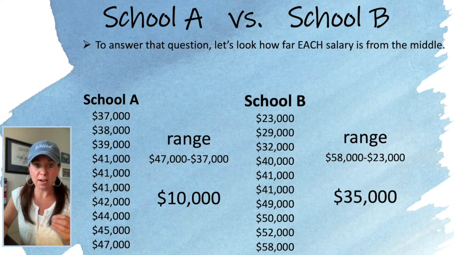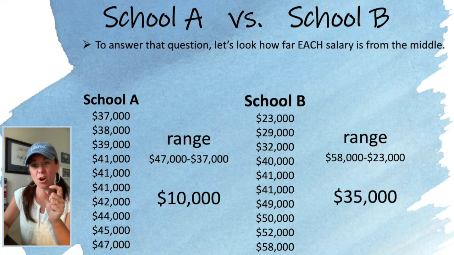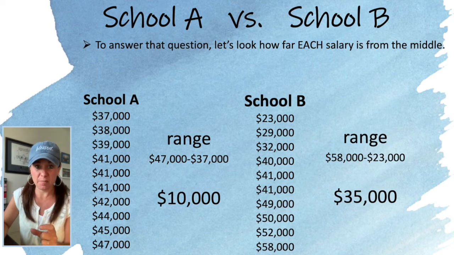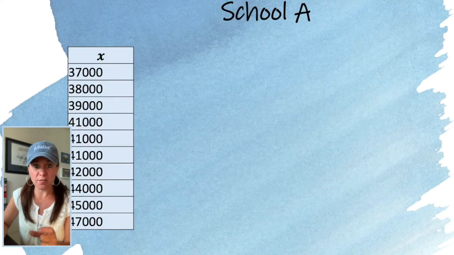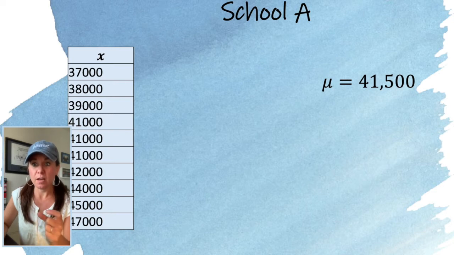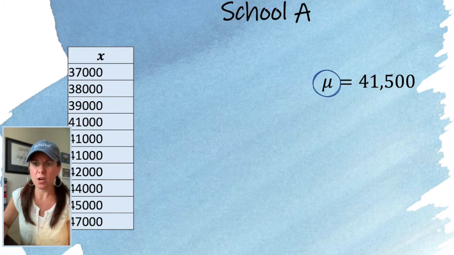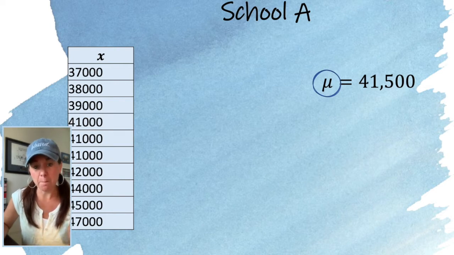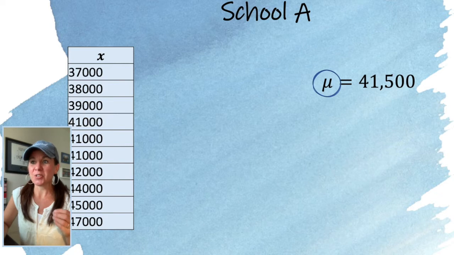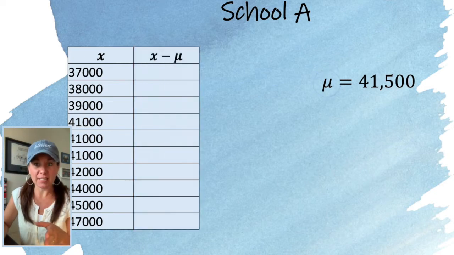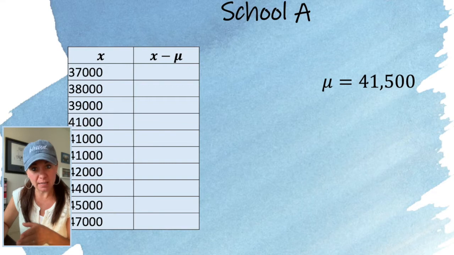All right, so to answer that question, we need to look at how far each salary is from the middle. So we're just gonna take school A first, take the salaries of school A, and we found the mean, and the mean was $41,500. Okay, now this symbol right here, we call that mu. Mu is the symbol for a population mean. Kind of sounds like a French cow. Mu.